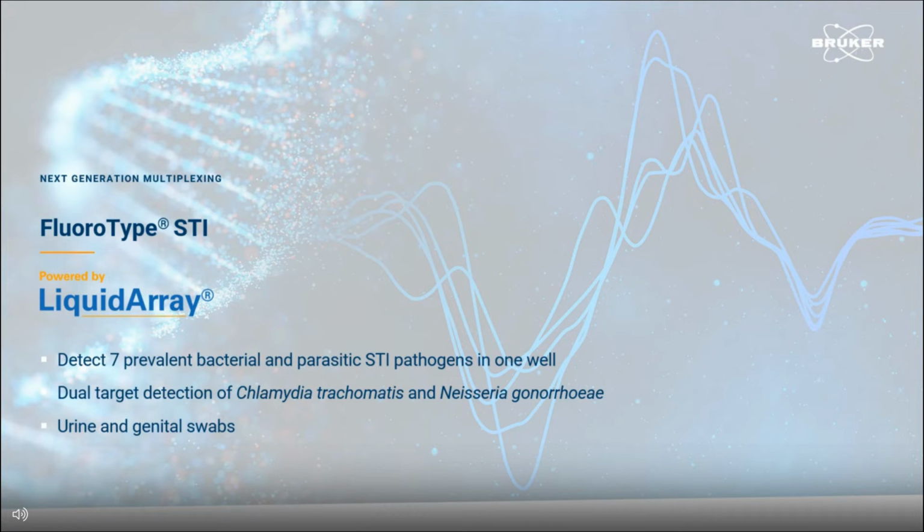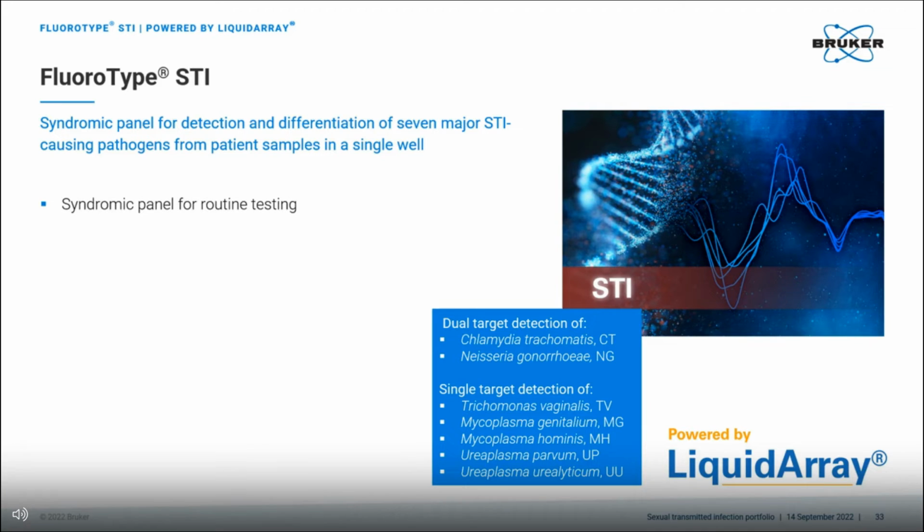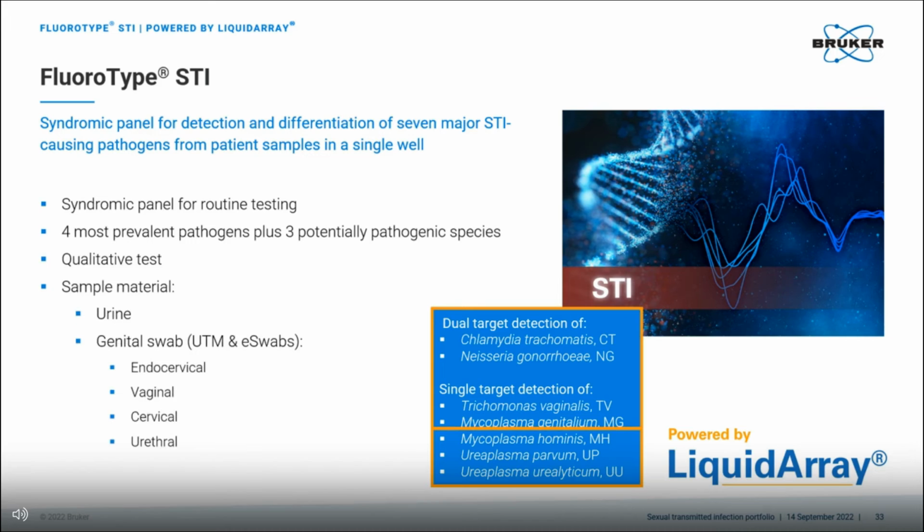So FluoroType STI detects 7 prevalent bacterial and parasitic STI pathogens in one well. That includes dual target detection of Chlamydia trachomatis and Neisseria gonorrhea, and was validated from urine and genital swabs. So we've developed this as a syndromic panel for routine testing, covering the 4 most prevalent pathogens, plus 3 potentially pathogenic species as well. It's a qualitative test, and as said, the sample materials validated are urine and genital swabs: endocervical, vaginal, cervical, and urethral.